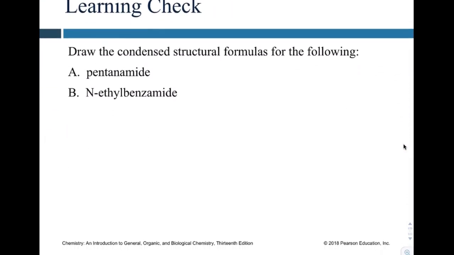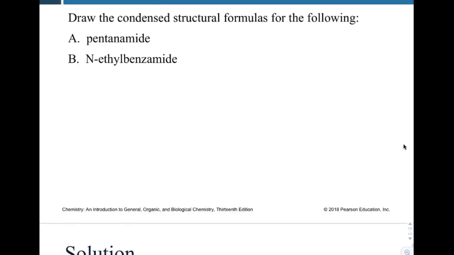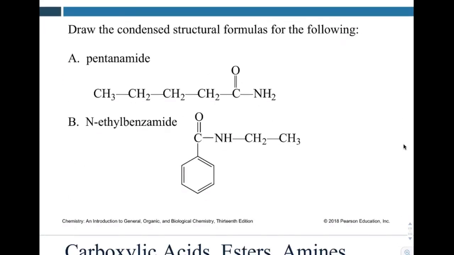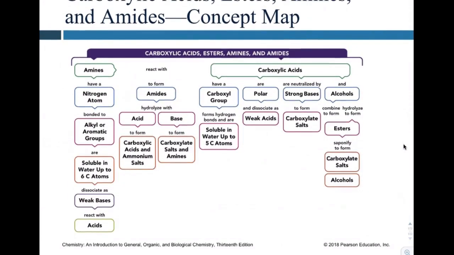So draw condensed structural formulas for the following. Make sure you can draw those amides. Okay, here they are. And then here's your concept map for this chapter.